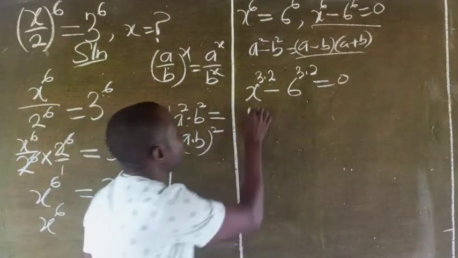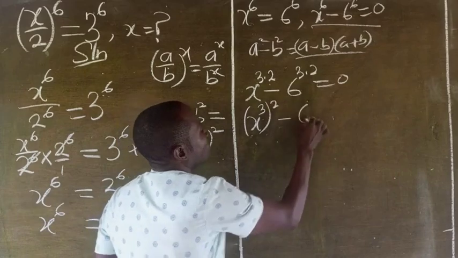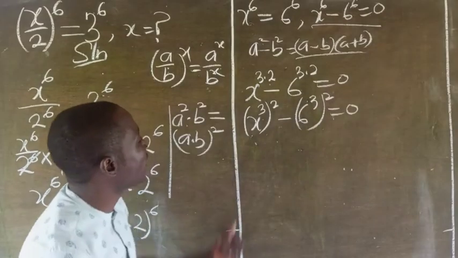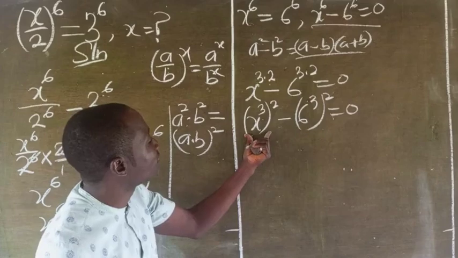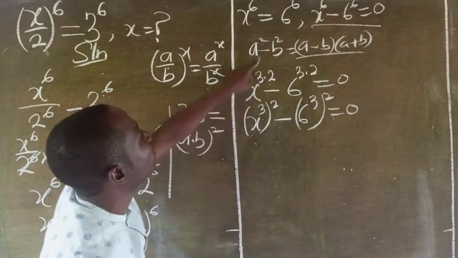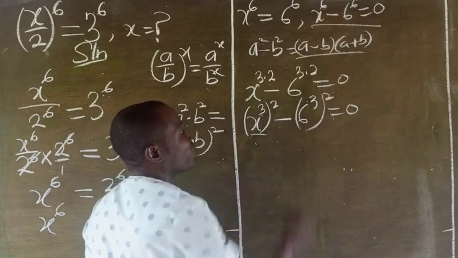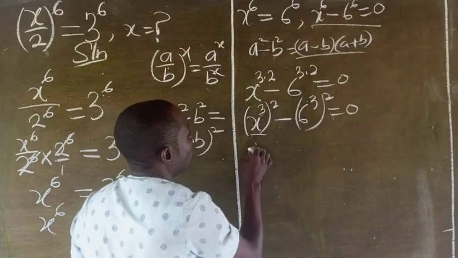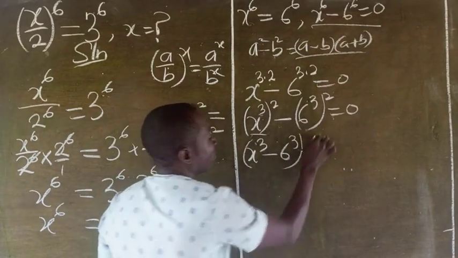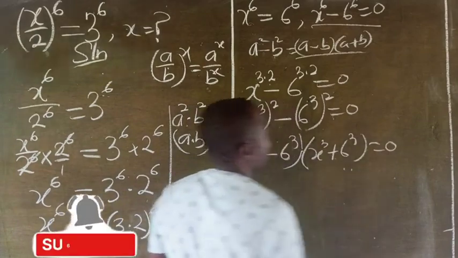So I will rather put s raised to the power 3 in a bracket and raise it to the power 2, minus 6 raised to the power 3 in a bracket raised to the power 2, equals 0. So from here, I have successfully raised this term to the power 2 and this to the power 2, and the sign between them is negative. If s raised to the power 3 is our a and 6 raised to the power 3 is our b, then it becomes s raised to the power 3 minus 6 raised to the power 3 as the first part, and s raised to the power 3 plus 6 raised to the power 3, all equal to 0.